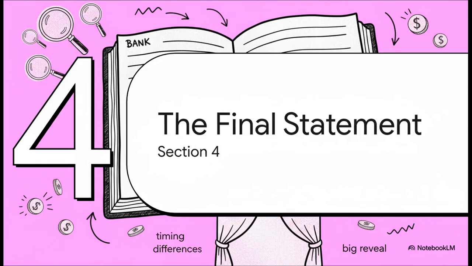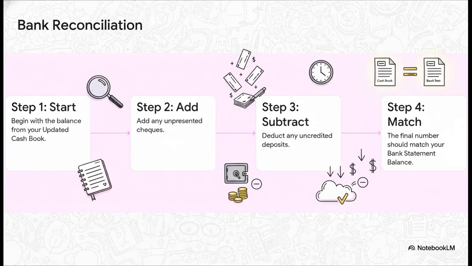So, let's recap. We've gathered all our clues, we've updated our cash book with all the stuff the bank knew about first, and we've identified all those pesky timing differences. Now, detective, it is time for the big reveal. We are ready to prepare the bank reconciliation statement. This right here, this is the final step that solves the whole mystery. It's actually pretty straightforward.